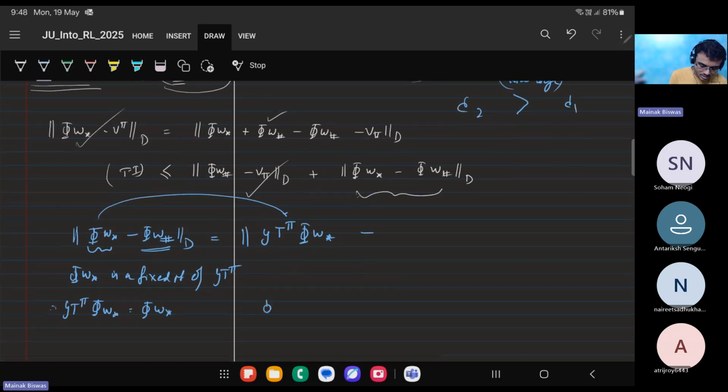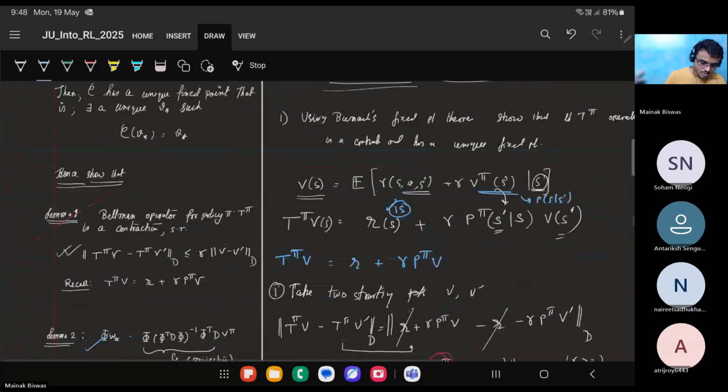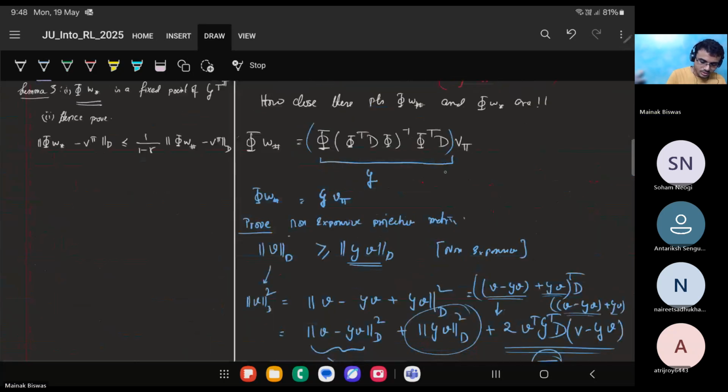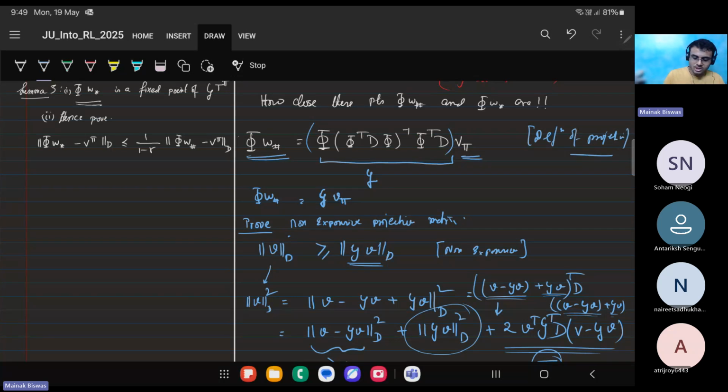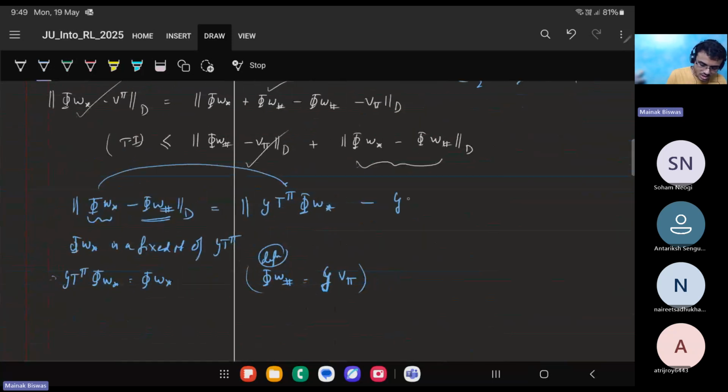We have also defined something like this, right? G W hash is G V pi. Do you remember? This is the projection operator. Right. So we defined this here. Just recall. Yeah. So see, definition of projection: G V pi is equal to phi W hash. So that's all. I'll just replace it with G V pi of D.